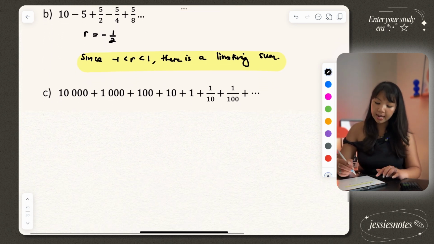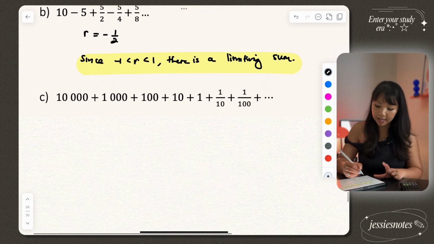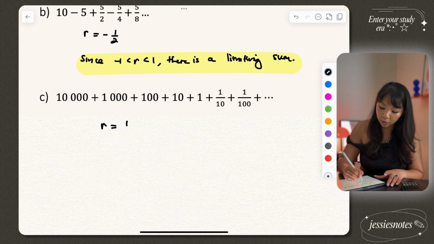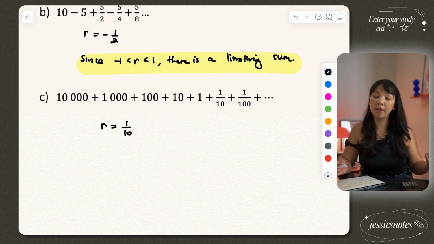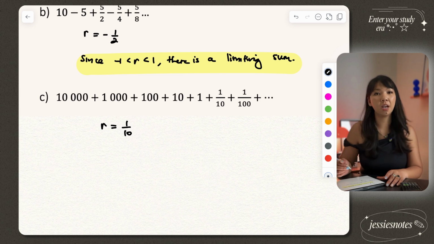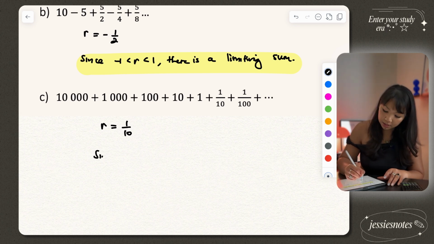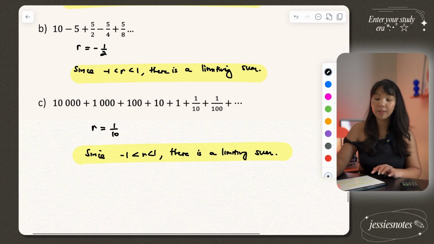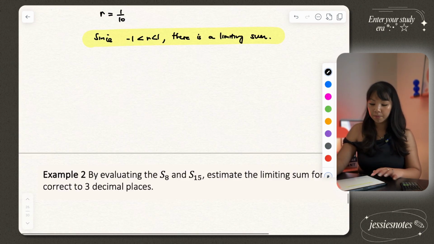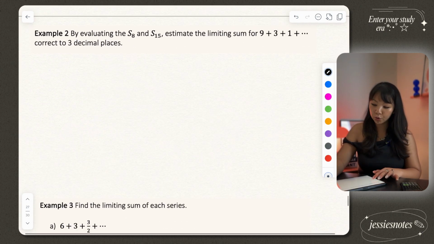Okay. And next, C, yes, it does, because it's going smaller, and the ratio in this case is 1 on 10. You can see that we're chopping off a 0 every time, so we're dividing by 10 or multiplying by 1/10. And I'm just going to say, since r is between negative 1 and 1, there is a limiting sum. Yay, that's it.